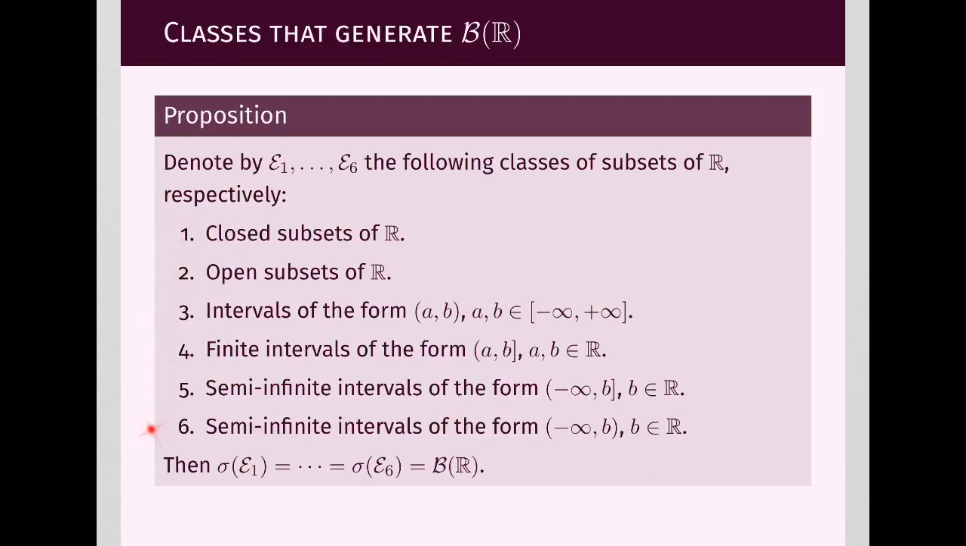There are more examples. These six are enough to illustrate there are many different ways to generate the sigma algebra of Borel sets. So here's the proposition. The proposition says that the sigma algebra of Borel sets, which by definition equals the sigma algebra generated by open subsets, well, these are actually all the same. All these classes generate the same sigma algebra, and this is exactly the Borel sigma algebra.